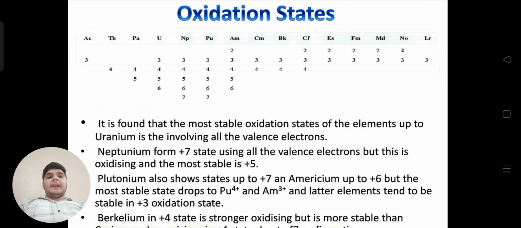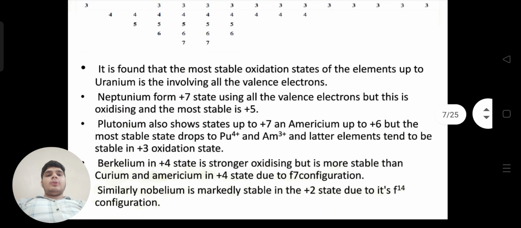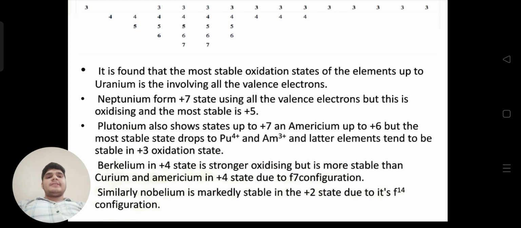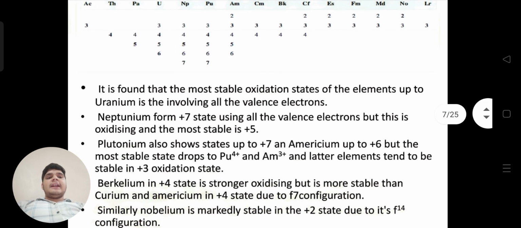It is found that the most stable oxidation state of the elements up to uranium involves all the valence electrons. Neptunium forms the +7 oxidation state using all the valence electrons, but this is oxidizing, and the most stable oxidation state of neptunium is +5. Plutonium also shows states up to +7 and americium up to +6.